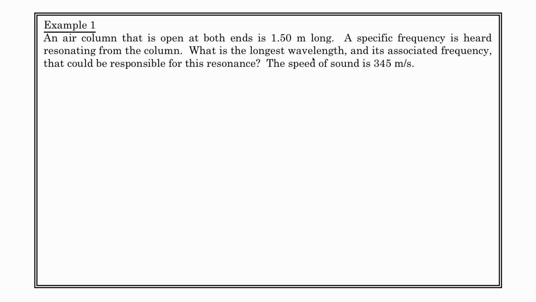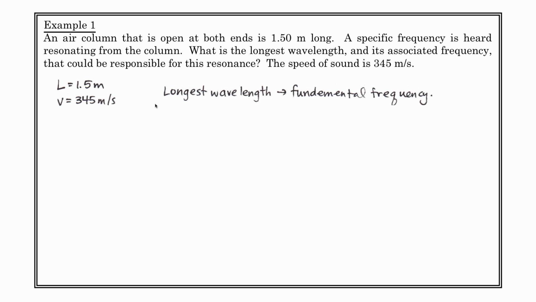Longest wavelength means lowest frequency, so the fundamental frequency, that could be responsible for this resonance. Speed of sound today happens to be 345. So let's take a look at what we know. We know the length of the tube. We know the speed of sound. We also know that the longest wavelength is referring to the fundamental frequency, and this tells us that n is equal to 1.